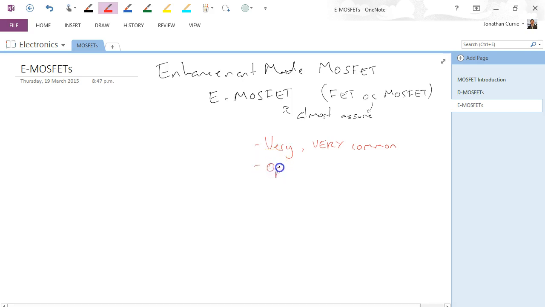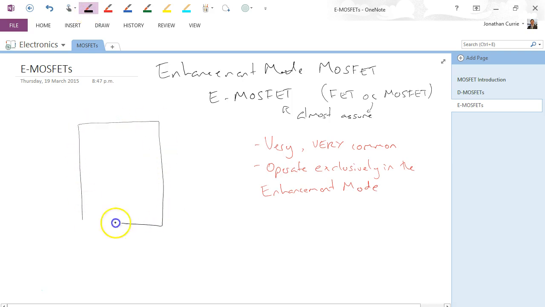But they operate exclusively in the enhancement mode. So whereas the D-MOSFET, which we looked at recently, could operate in both, the enhancement mode MOSFET can only operate in enhancement mode. And that's actually not a bad thing, as we're going to see.